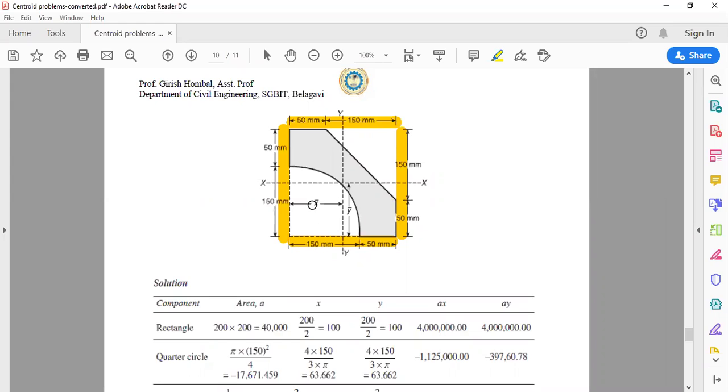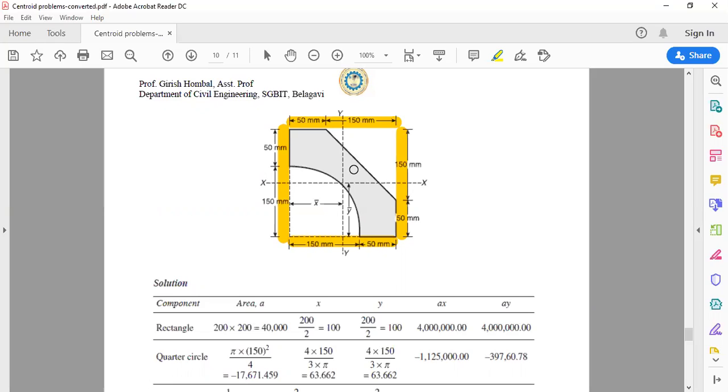Next diagram is quadrant of a circle. So this is my second diagram, which I'm going to deduct. And finally, the third one is a right angle triangle, which again I'm going to deduct. So in a square, I'm going to deduct the semicircle. I'm going to deduct the right angle triangle. So the first thing is I have divided the section into three diagrams.